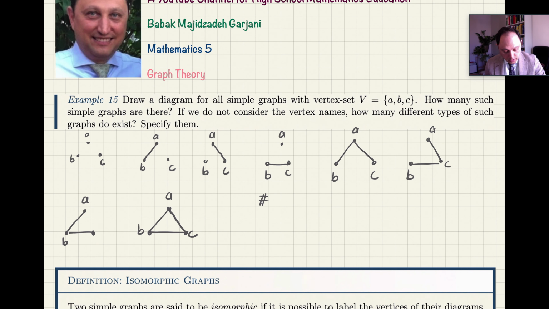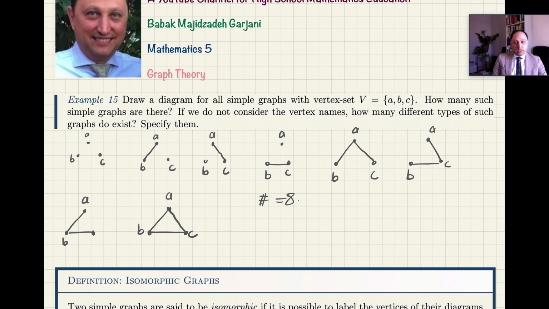The number is equal to 8. But now the important thing is actually usually the second part. It means that you should think in a topological way. So if a diagram can be obtained from another diagram by some kind of rotations, flipping and things like that, they shouldn't be counted more than once.